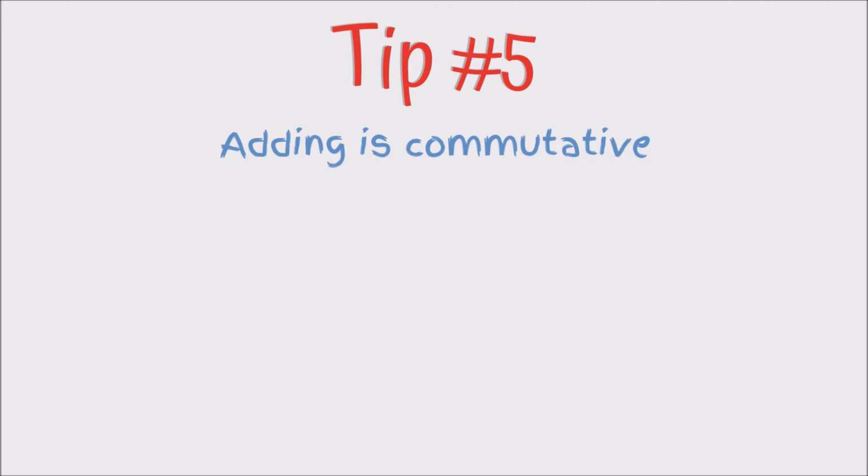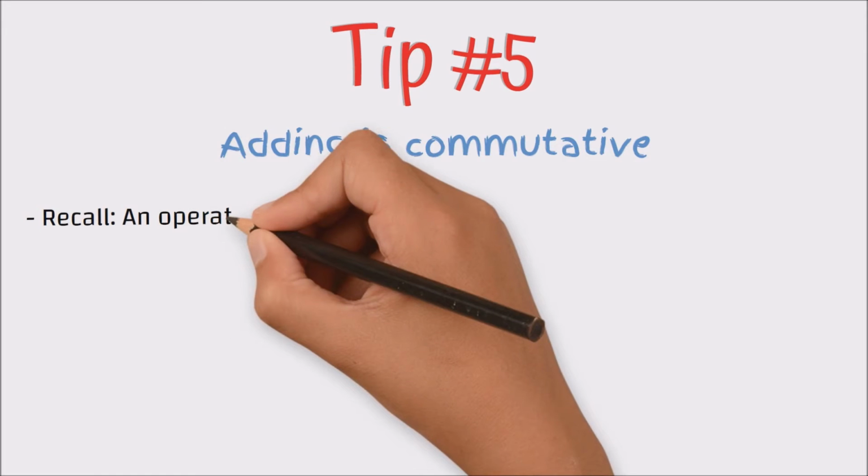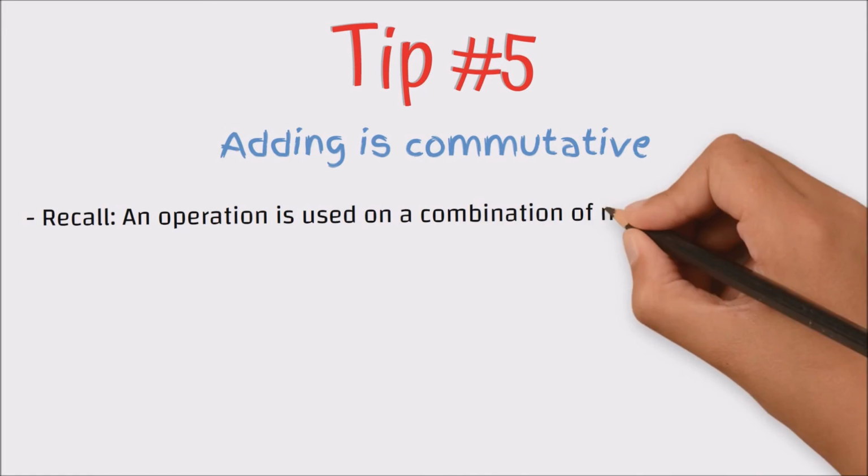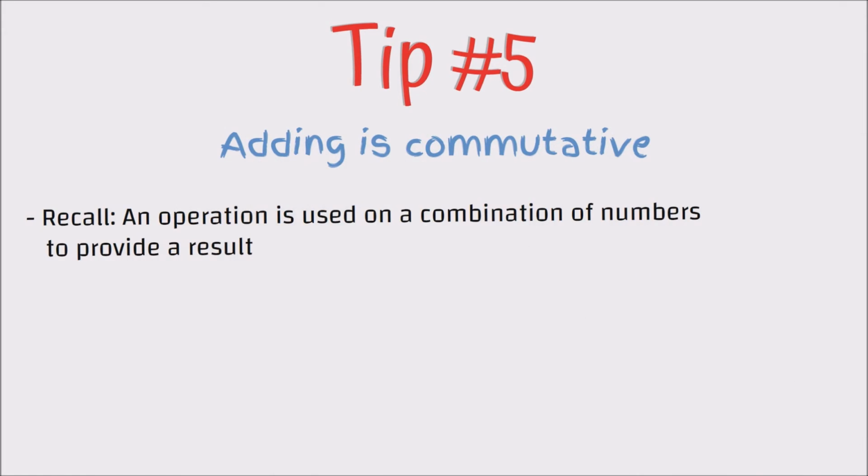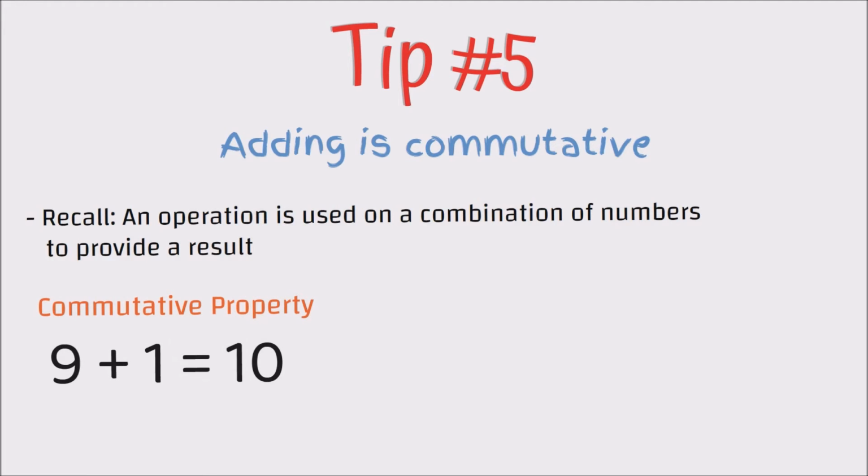Number 5. Adding is commutative. Now, this is more of a fact than a tip, but knowing this can be used to your advantage. Remember, in the very first video in the series, I explained that an operation in math is used on a combination of numbers to provide a result. The commutative property states that if we change the order of the numbers and we use the operation, the result will be the exact same thing. Addition is a commutative operation.